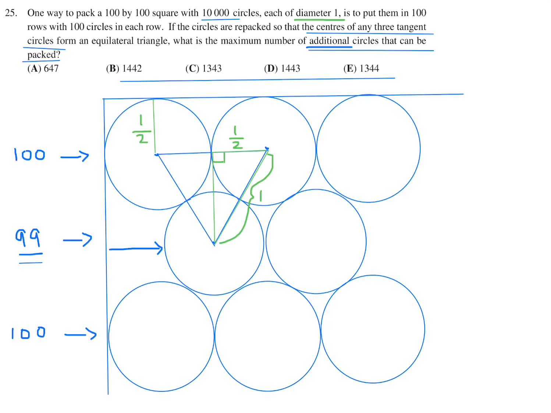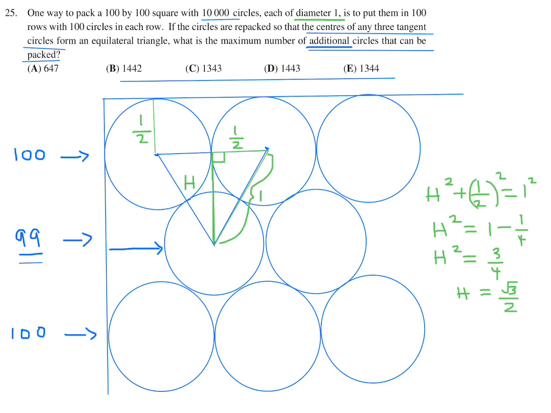So this is a right triangle, and we can use the Pythagorean theorem to figure out this distance right here, which I will call h. All right? On the side here, we've got h squared plus 1/2 squared is equal to 1 squared. And therefore, h squared is equal to 1 minus 1/4. So h squared is equal to 3/4, and h is equal to √3/2.